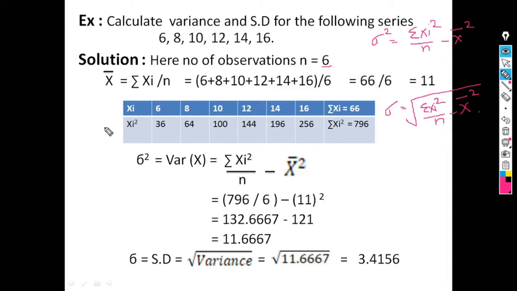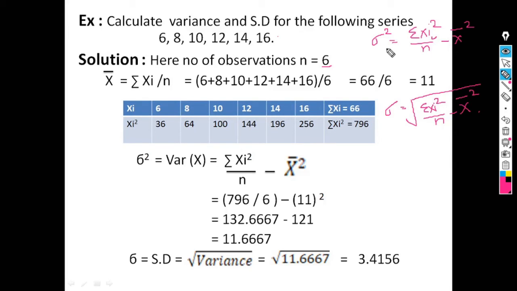Now we make a table because we require xi and xi square. We require this term xi square, and originally these observations are xi. So in our table we create two rows. The first row contains the values of xi and the second row contains the values of xi square. So xi means the given value as it is. Xi square means the squares of these values, that is 6 square, 8 square, 10 square, 12 square, 14 square and 16 square.